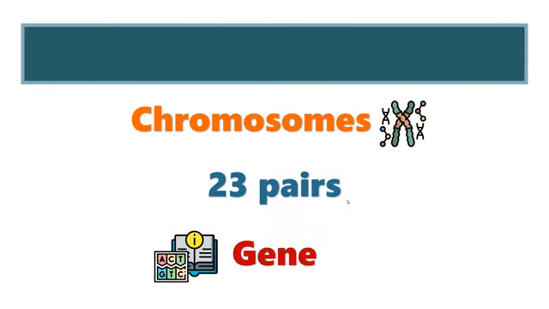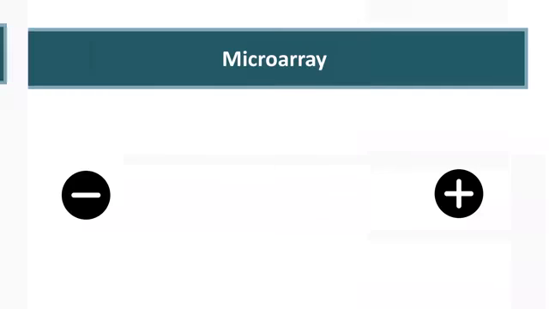Chromosomes are structures made from genetic material, also known as DNA. Most people have 23 pairs of chromosomes. Chromosomes contain genes, which are instructions for making a protein. Some medical conditions are caused when a small piece of a chromosome is missing or extra. The microarray is a genetic test that looks for small pieces of missing or extra chromosomes.